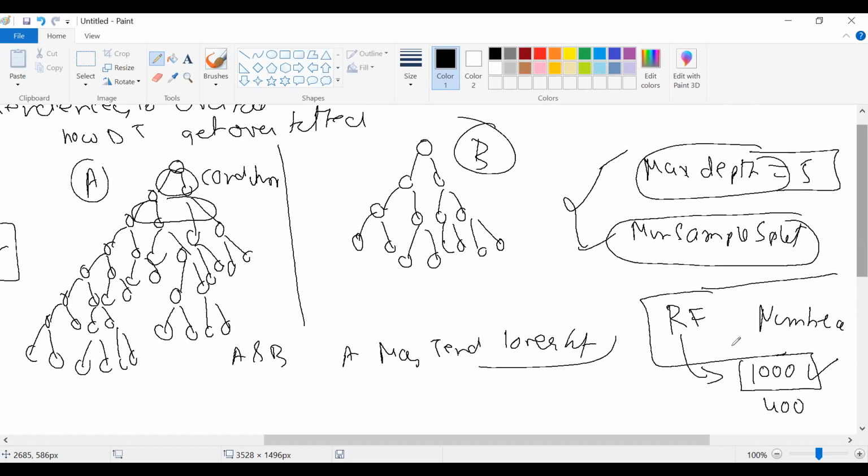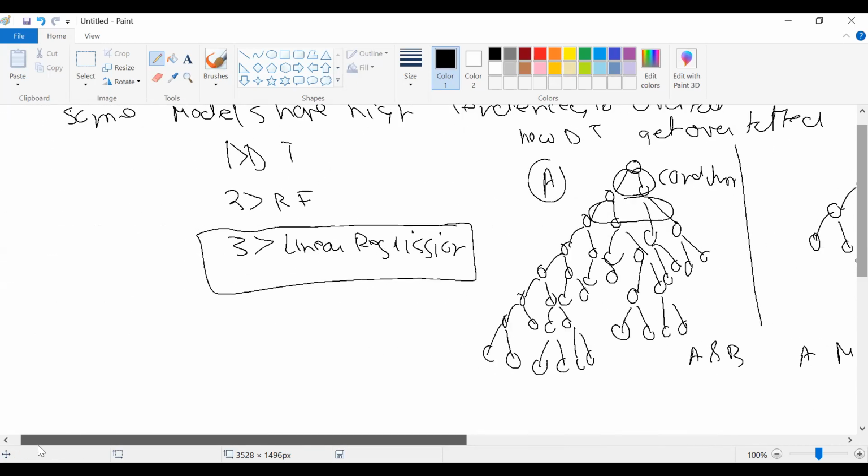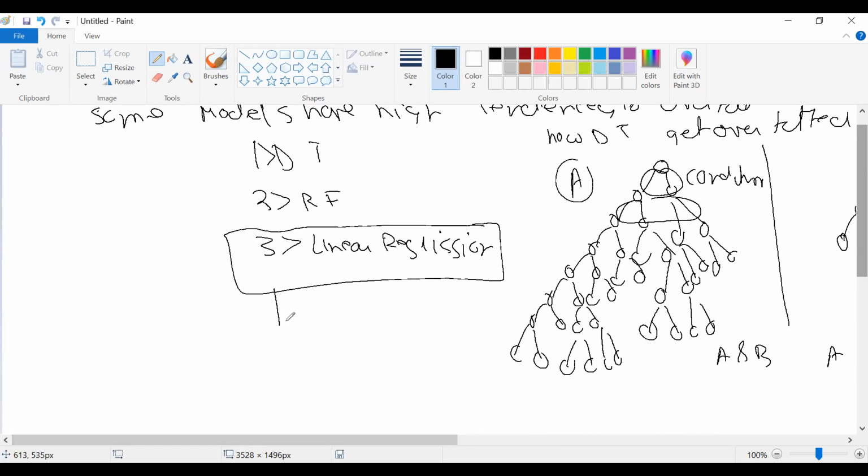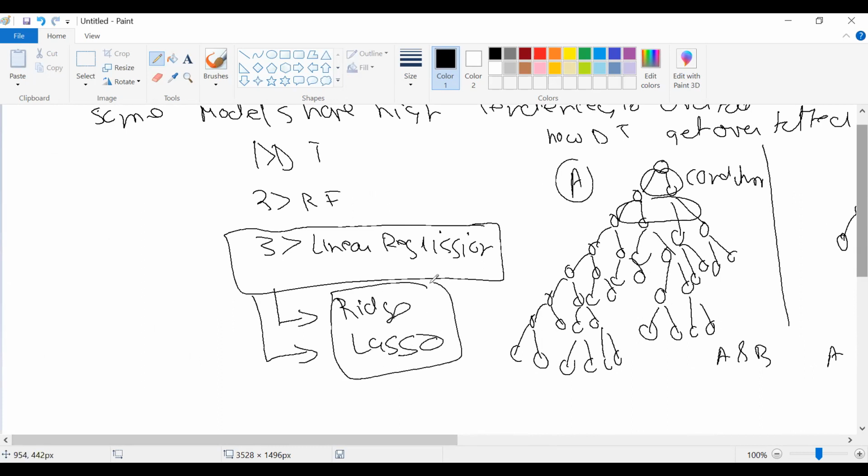As for linear, wait a little for that, we will see. I will write two words for linear, and those who want can explore them on their own if they want, otherwise we will discuss. So in linear regression there are two ways in which you can avoid overfitting. One is your ridge, another is your lasso. I have put two simple videos on this, anyone can watch on their own. But we will discuss ridge and lasso when we reach there.